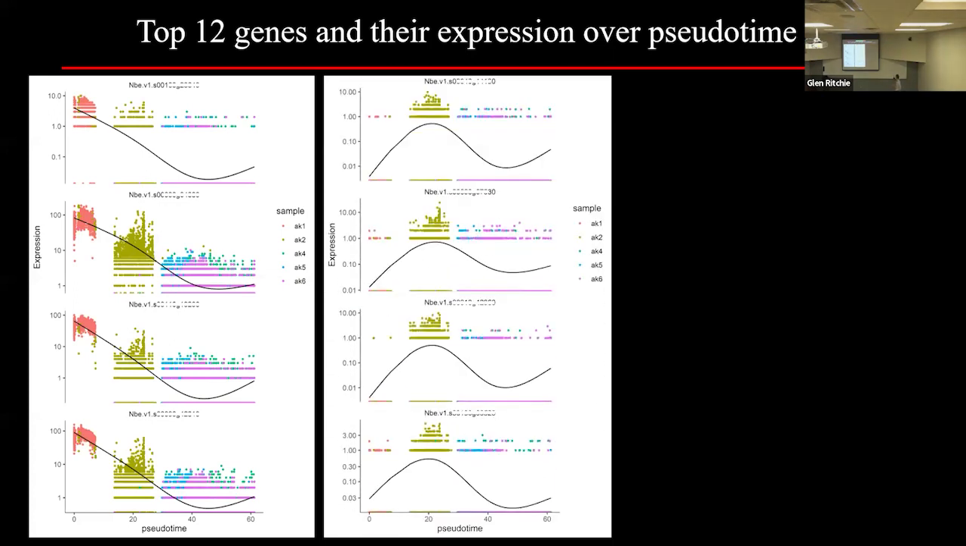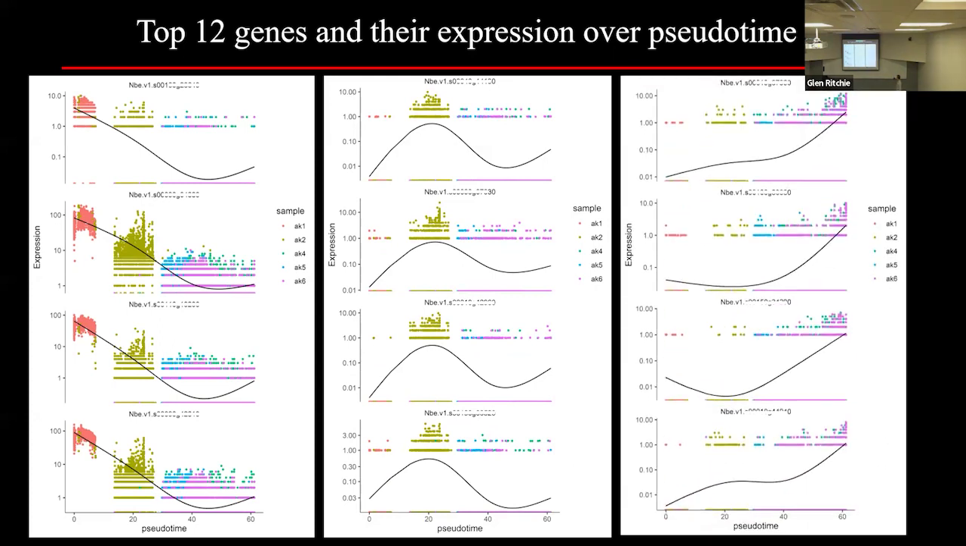Similarly, there is another set of genes whose expression is higher in the second stage, or the sample number AK2, and it was very low initially, and it rises up, and then it goes down again, and it rises up again. And the third set of genes, their expression was very low in the beginning, and then that rises up towards the end of the pseudotime.